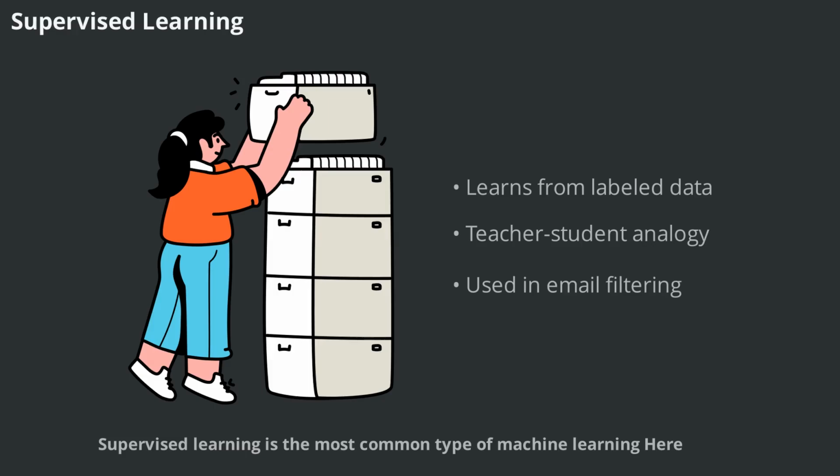Supervised learning is the most common type of machine learning. Here, the algorithm learns from a labeled dataset, much like a student learning with a teacher. You provide the computer with questions and the correct answers, and it figures out how to map inputs to outputs. For example, you might feed an AI thousands of emails, each marked as spam or not spam. The AI learns the patterns that distinguish spam, so when a new email arrives, it can accurately label it. This approach is widely used in real-world applications, from email filtering to medical diagnosis.